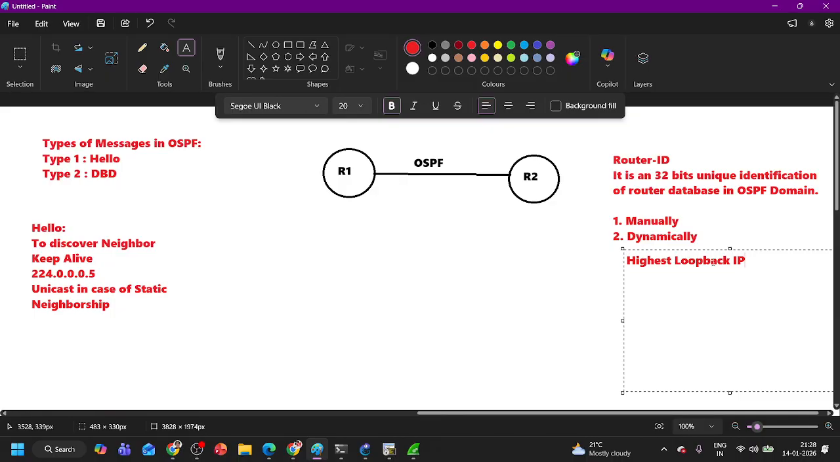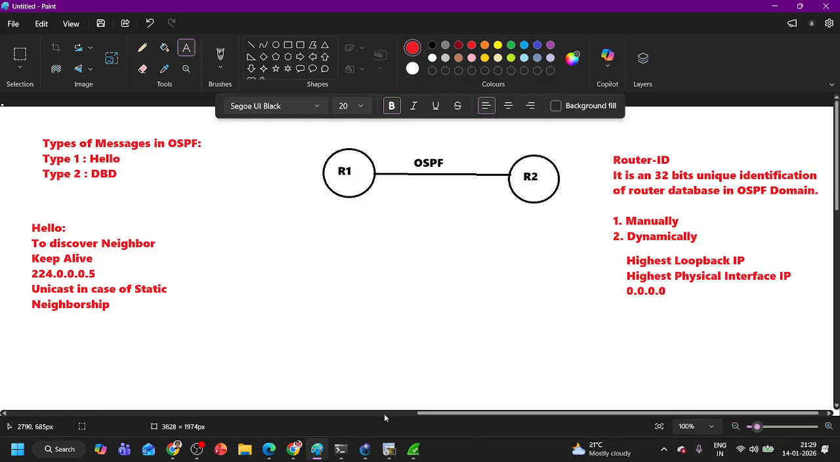Loopback IP will become router ID. If loopback doesn't exist on the router, then the router will check physical interface IP. Again, if I have multiple physical interfaces configured on the router, then the highest IP address becomes the router ID, again the highest IP address on the physical interface of the router. And if IP is not configured, then 0.0.0.0.